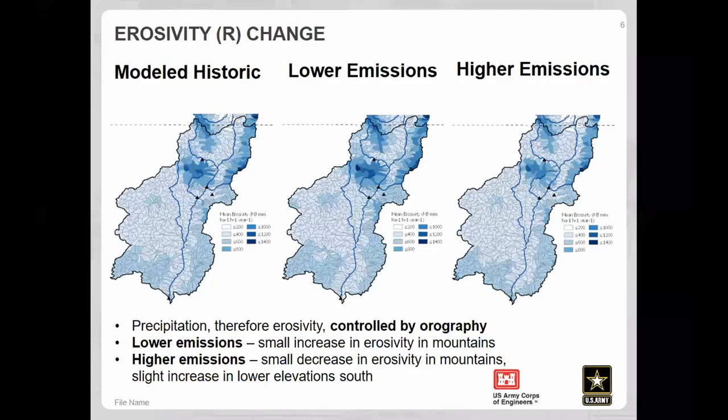There's a little bit of change in the mountains, a little bit of change in the south by Elephant Butte, not really a whole lot of change. And that reflects our arid climate and the fact that precipitation is really controlled by orography. And that continues to be true. The mountains are not going to change or go away.